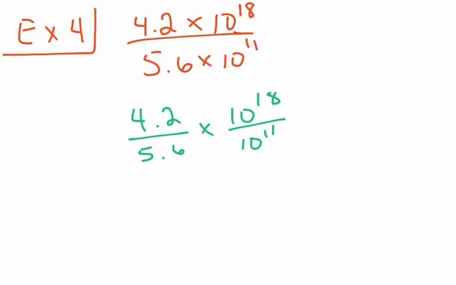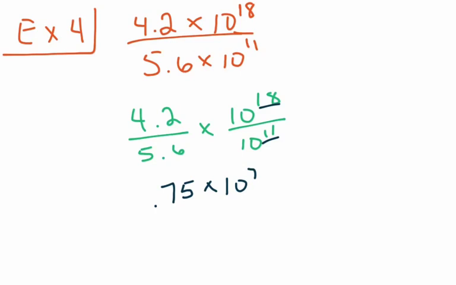All right. First, I take 4.2 and divide it by 5.6. That's going to give me 0.75. Then multiply that by 10. Again, I'm dividing powers with the same base, so that means I subtract the exponents. 18 minus 11 is going to give me 7.